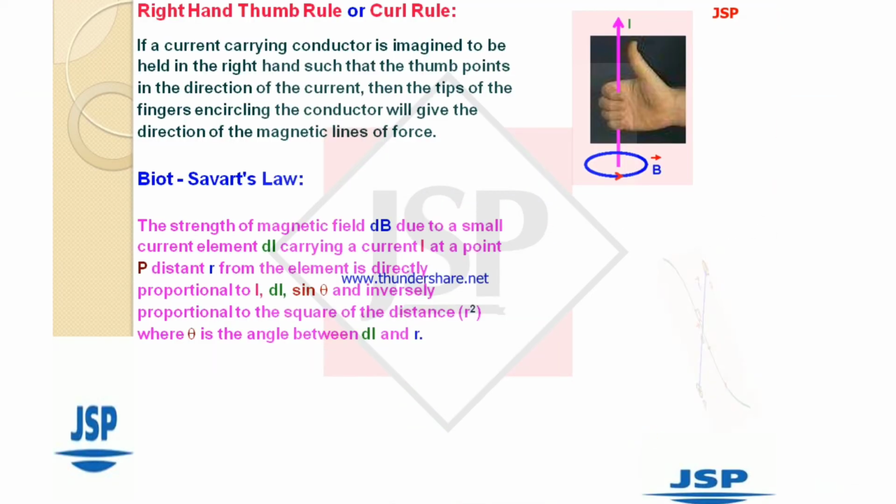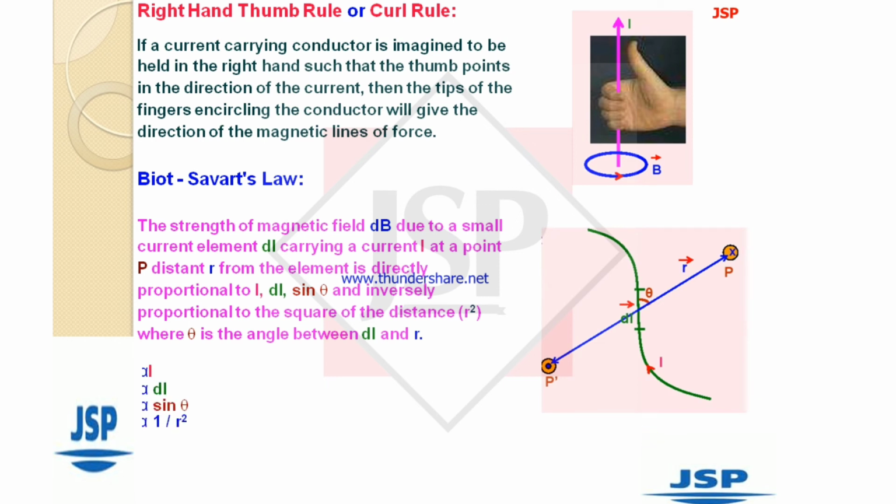Biot-Savart's law. The strength of the magnetic field dB due to a small current element dl carrying a current I at a point P, distance r from the element, is directly proportional to I dl sin theta and inversely proportional to the square of the distance, r squared, where theta is the angle between dl and r.